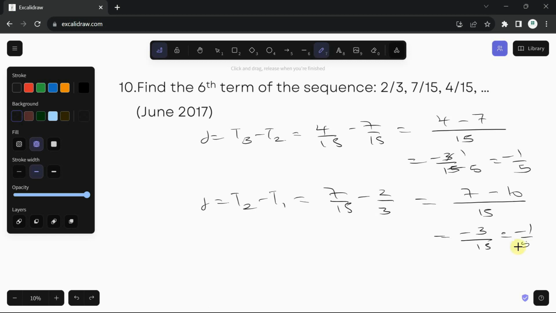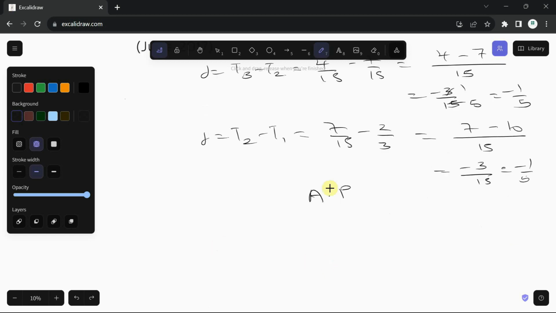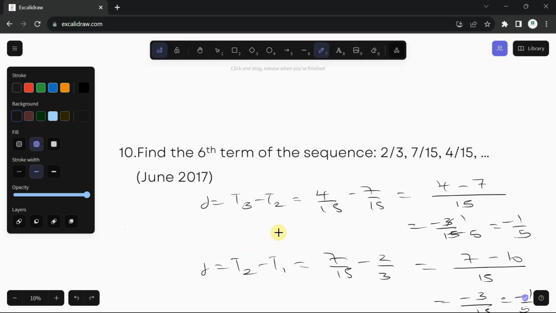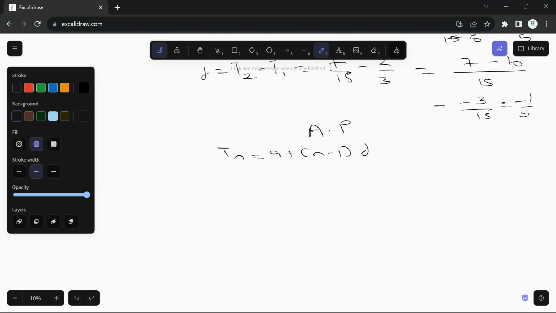So we know for sure that it is an arithmetic progression. For an AP, the general formula for Tn is a + (n - 1)d. If you want to find the sixth term, that will be T6. So T6 will be equal to a + (6 - 1)d, which is a + 5d.